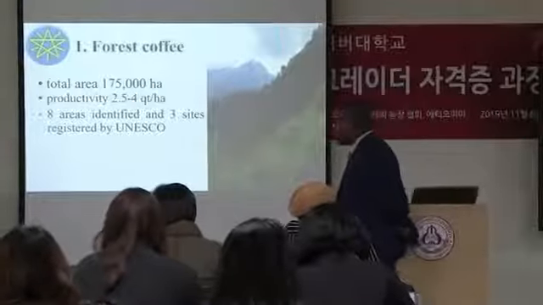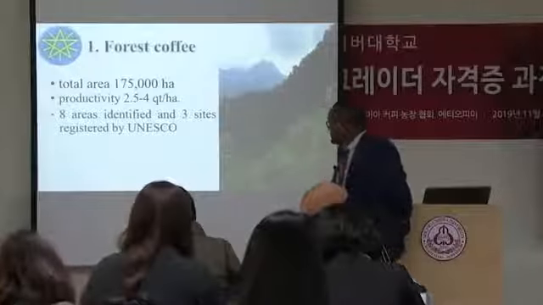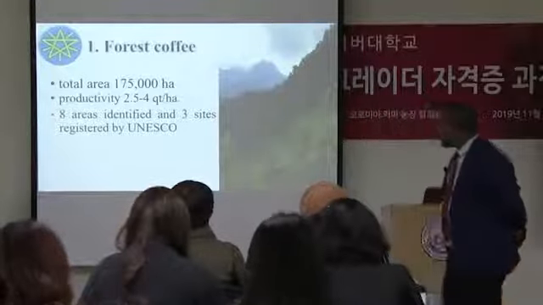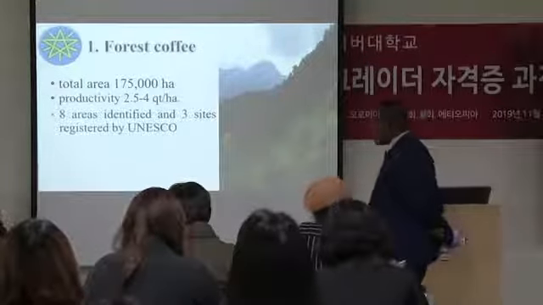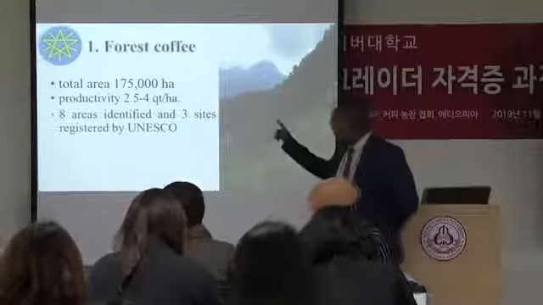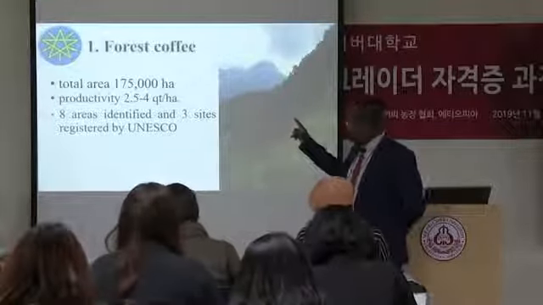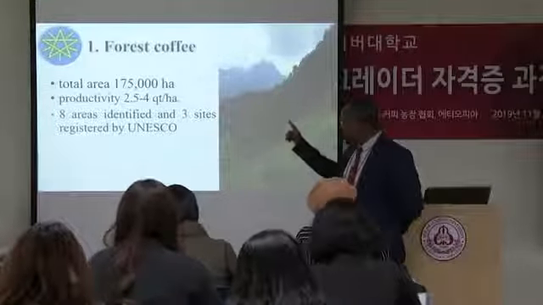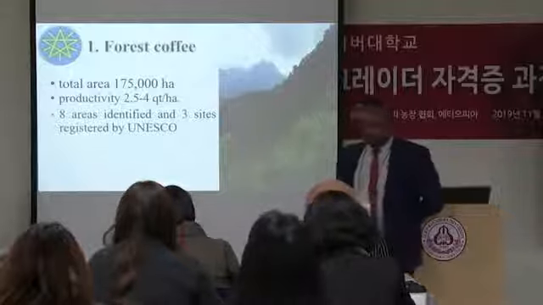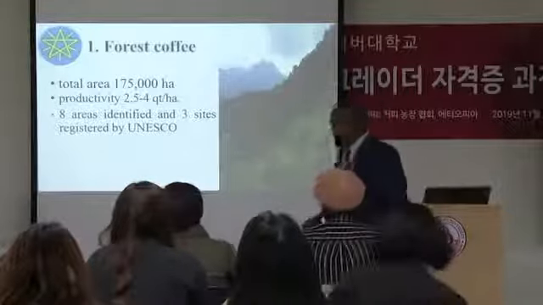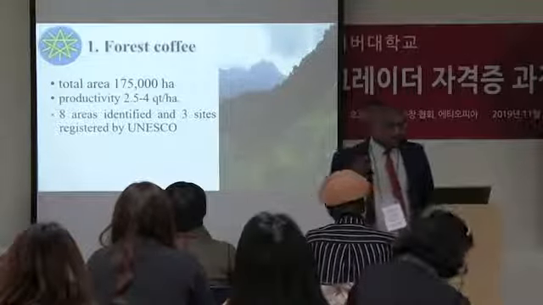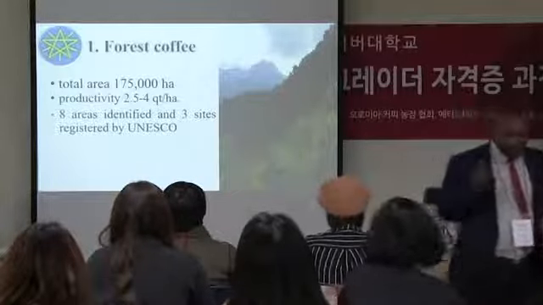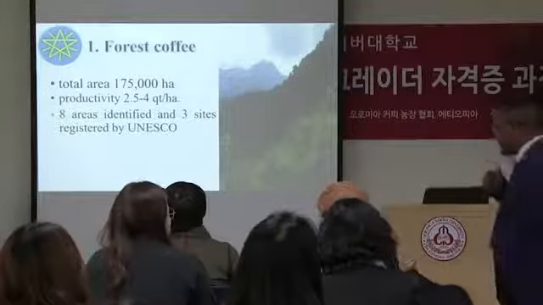And let's start from forest coffee. The first coffee is the forest coffee. It covers in Ethiopia 175,000 hectares as the total area of forest coffee, and its productivity per hectare is 2.5 up to 4 quintal per hectare.